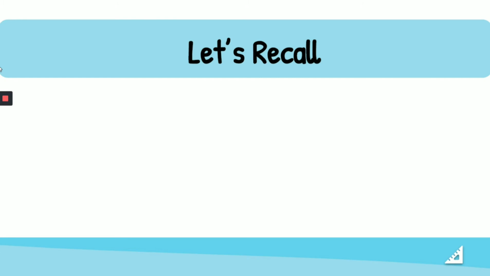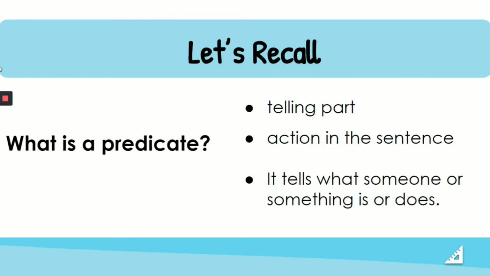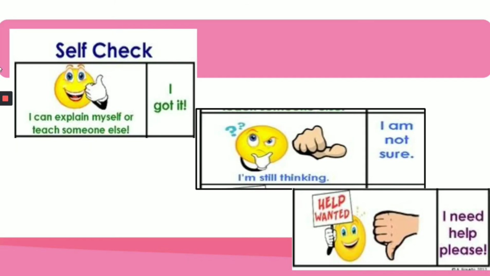Alright, let's remember this. Let's remember that predicate is the telling part in the sentence, and it is the action, and it tells what someone or something is or does in the sentence.